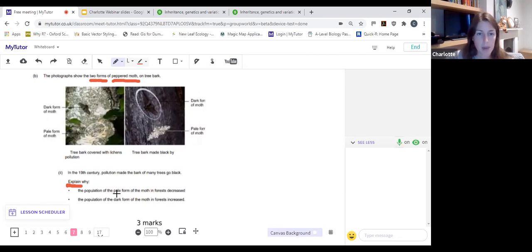The population of the pale form of the moth in forests decreased, and the population of the dark form of the moth in forests increased. So underline those, make sure that you're clear that it's the pale form that decreased and the dark form that increased. 3 marks for this question. So going by the rule of thumb, you need to use roughly 3 short sentences to answer this one. Again, you might be able to do it in less if you've got some keywords, but if you're one of those people that writes a lot, aim for 3 short sentences.